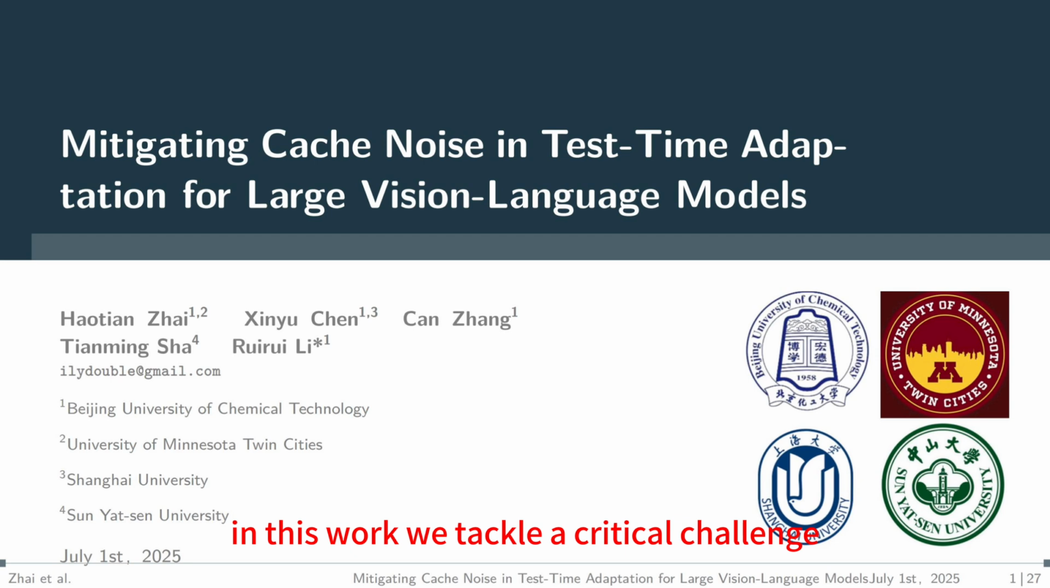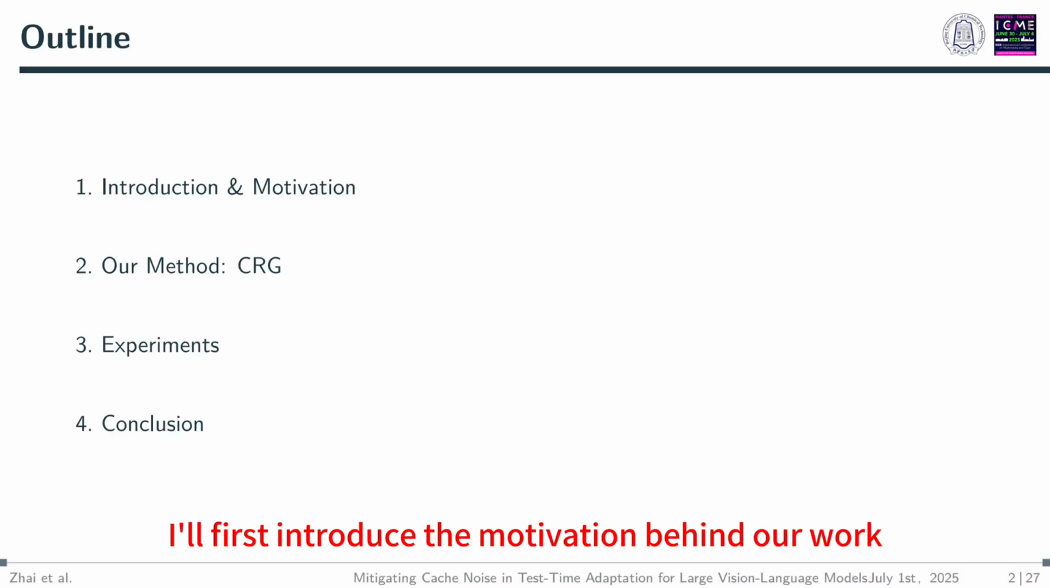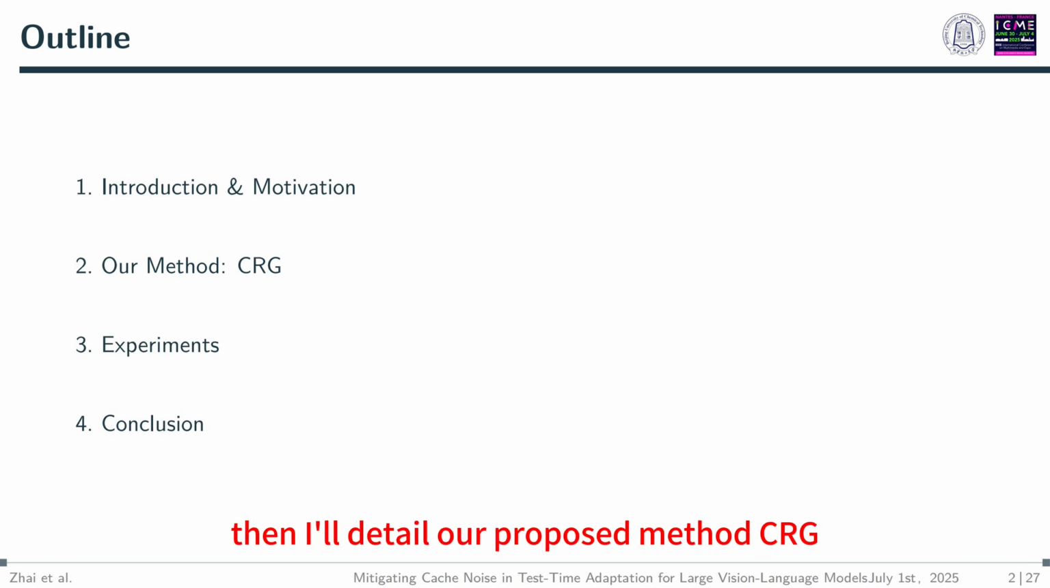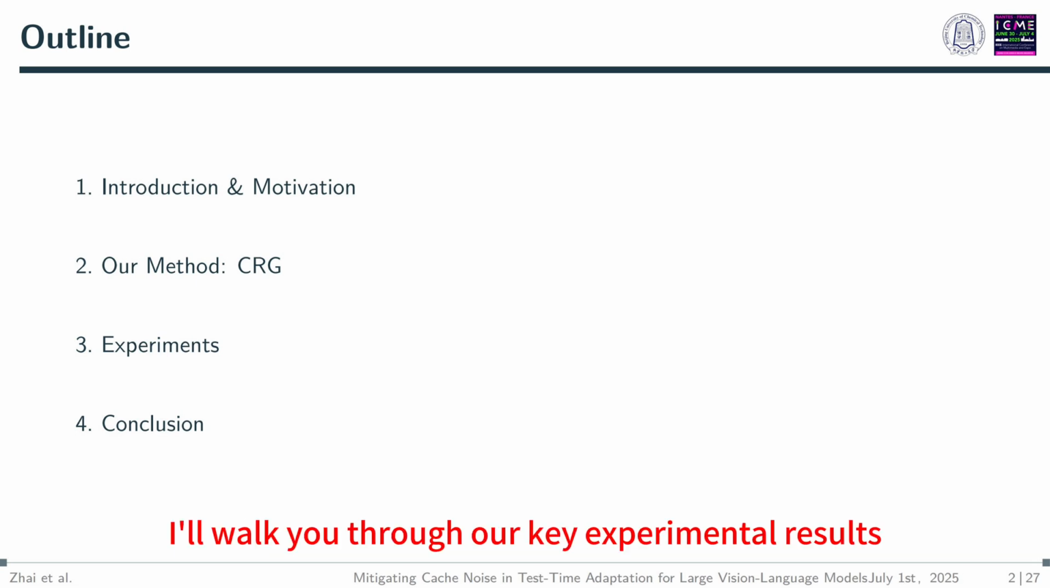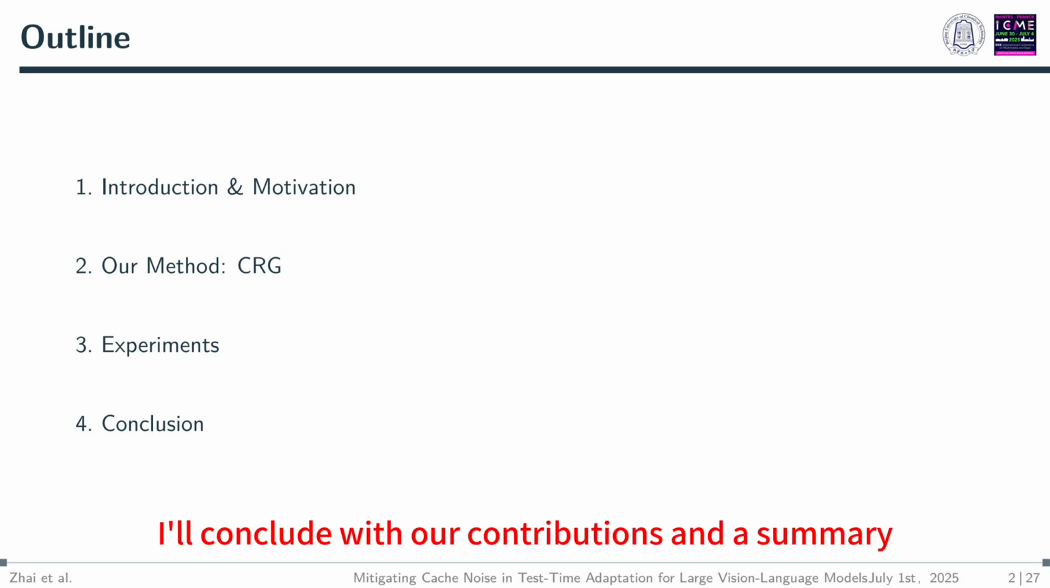In this work, we tackle a critical challenge in making large models practical: their performance drop when facing new data distributions at test time. Today, I'll first introduce the motivation behind our work, then I'll detail our proposed method, CRG. After that, I'll walk you through our key experimental results, and finally, I'll conclude with our contributions and a summary.